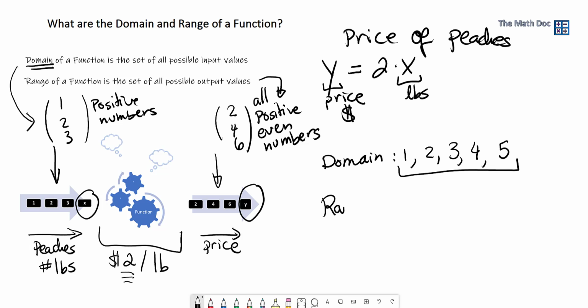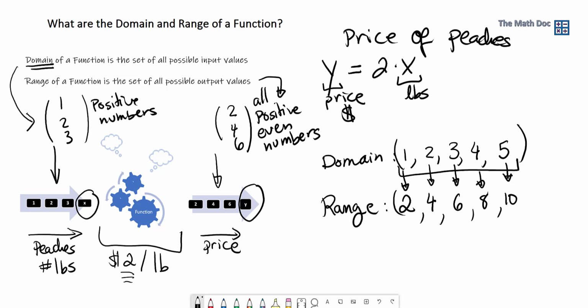And what is our range? Again, the range are the outputs. Well, 1 pound will cost $2, so it will be 2. 2 pounds will cost 2 times 2, which is 4, and so on. So 3 pounds will cost 6, 4 pounds 8, and 5 pounds 10. And so our domain is this set of numbers, 1, 2, 3, 4, 5, and our range is 2, 4, 6, 8, 10. So in this case, our domain and our range are finite.